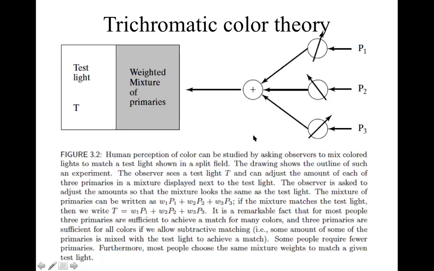Okay, and so this experiment is related with trichromatic color theory, which says that basically, given three primary colors P1, P2, and P3, you can mix them with weights W1, W2, W3 in order to obtain a test color T. And here you have the entire experiment, explained in detail.